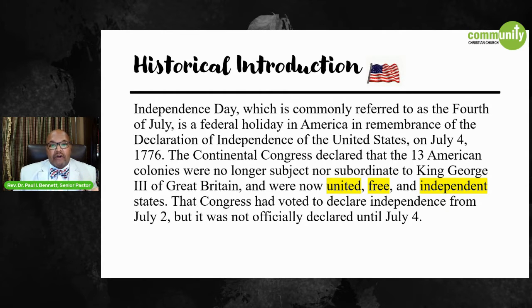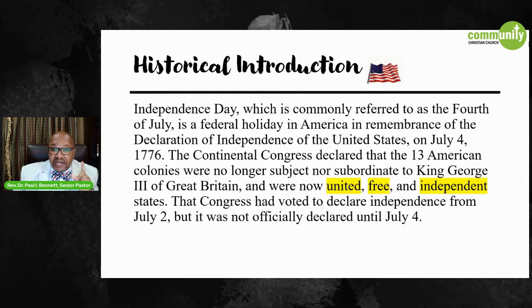The Continental Congress declared that the 13 American colonies at that time, we weren't all those states now, we were just 13 colonies, we were no longer subject to nor subordinate to King George III of Great Britain. And now we were united, free, and independent states. All right, now, stay with me.